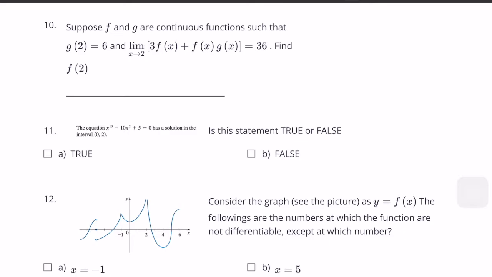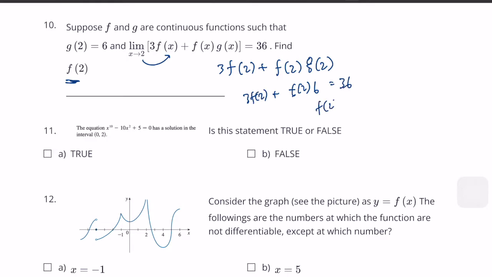And it's actually pretty straightforward. We need to find the f of 2 here. So let's try direct substitution. So 3f(2) plus f(2) g(2). So g(2) is 6. So this will be 6f(2) plus 3f(2) is 36. So f(2) will be 36 divided by 9, it will be 4. So it's 4. So it's not really much calculation.